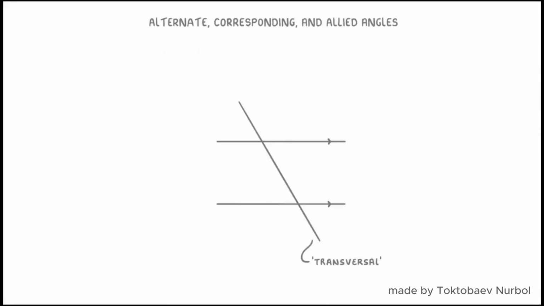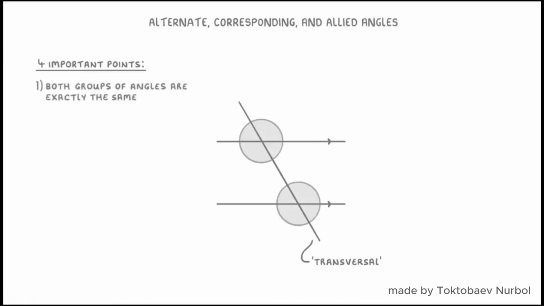Whenever this happens, we end up with two groups of angles. One here at the bottom, and another one here at the top. And there are four important points that you want to notice about these angles. The first is that both groups of angles are exactly the same. For example, in this case, they both have a 120 degree, a 60 degree, another 120 degree, and another 60 degree angle.